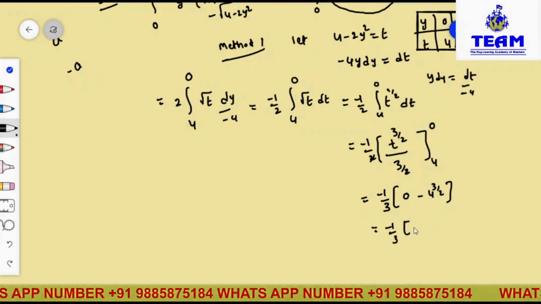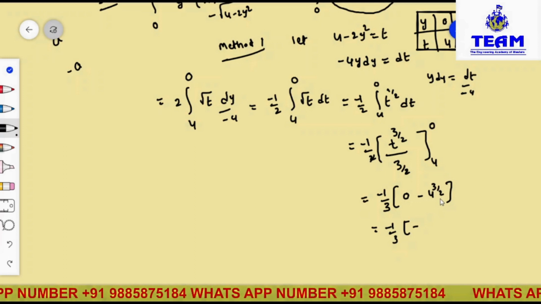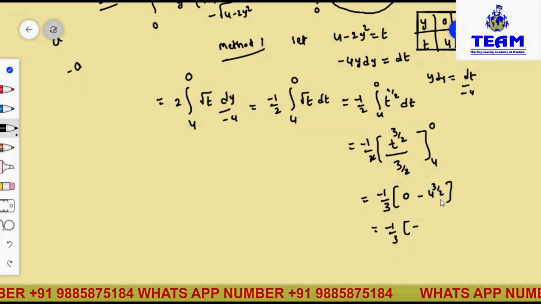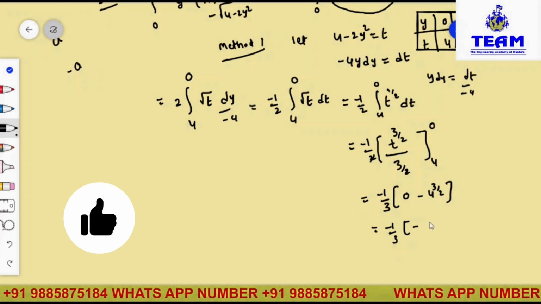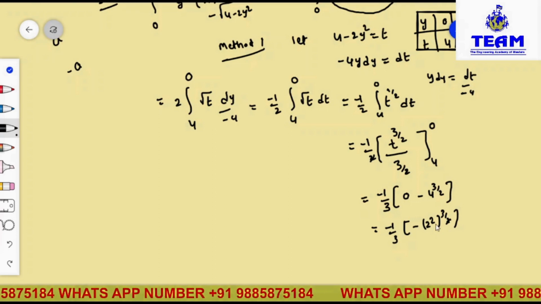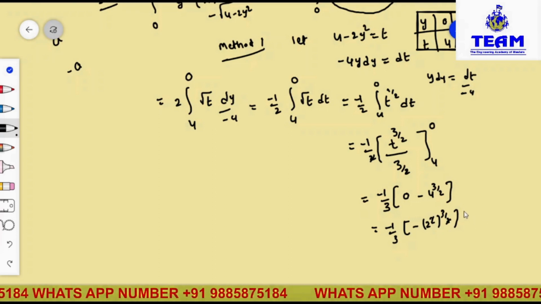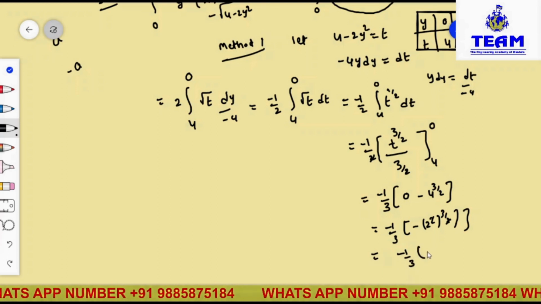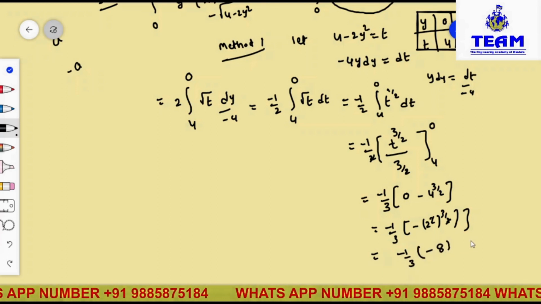Friends, you see, for 4 you can write 2 square. Why am I writing 2 square? Because the power 3 by 2 is there, so the square and the 1 by 2 get cancelled. 2 square whole to the power of 3 by 2, the square and root get cancelled. Then you will have minus 1 by 3 times minus 2 cube. Minus 2 cube means minus 8.